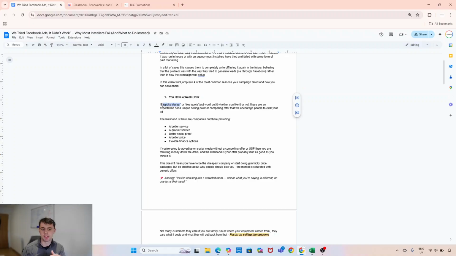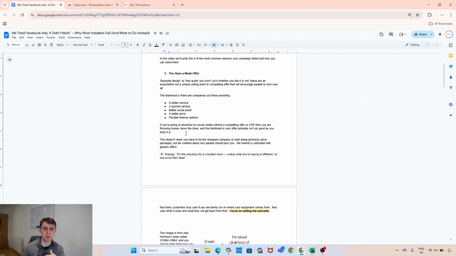Selling points like bespoke design or free quote just won't cut it in what is quite a competitive market now. These are much more of an expectation than they are an offer or a selling point. If that is the main angle that you're going to advertise with, you're really going to struggle to generate any sort of volume. The likelihood is there are competitors out there that provide a better service, a faster service, they've got more reviews and testimonials, they've probably got a cheaper price, whatever it might be, they've got a more compelling offer than you do.